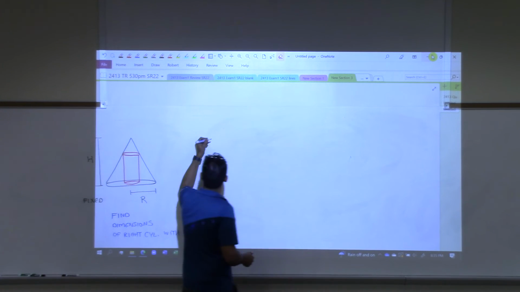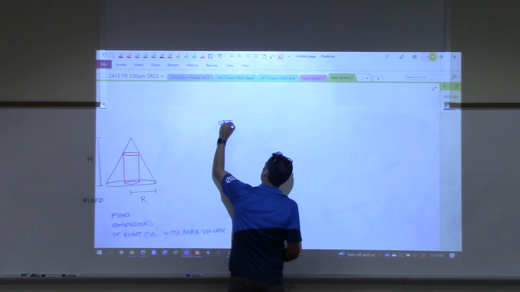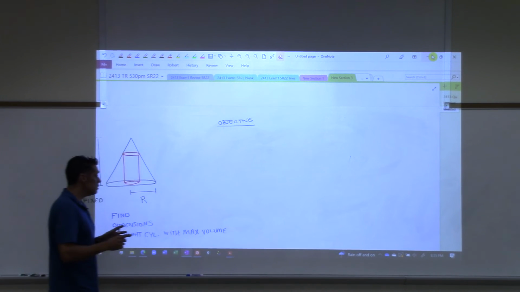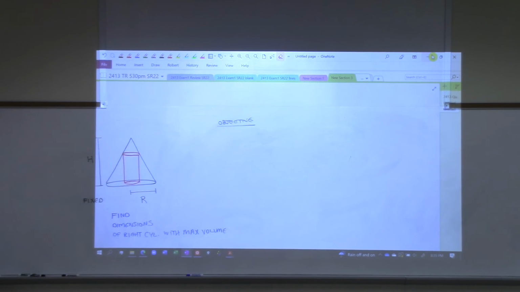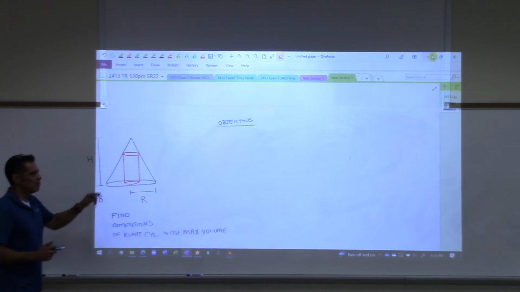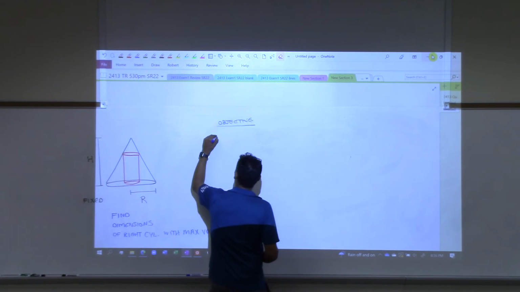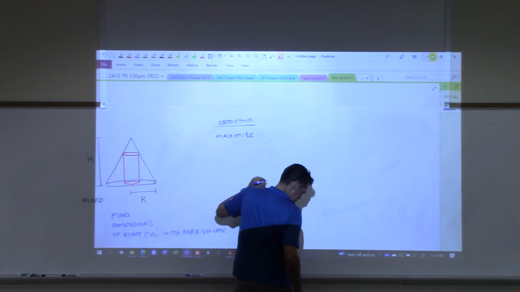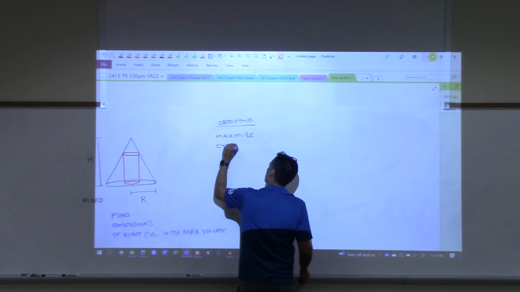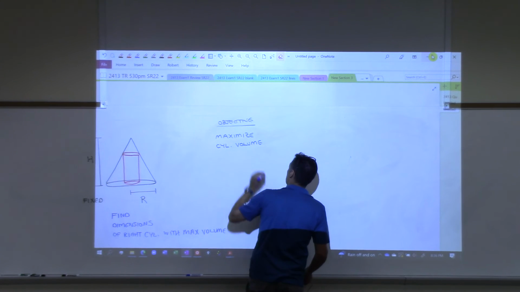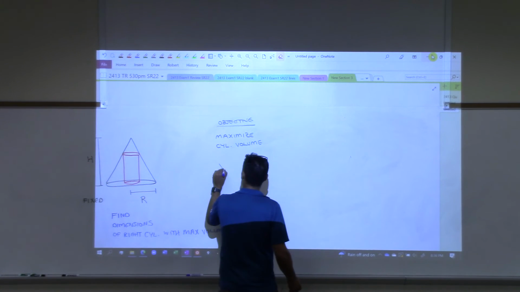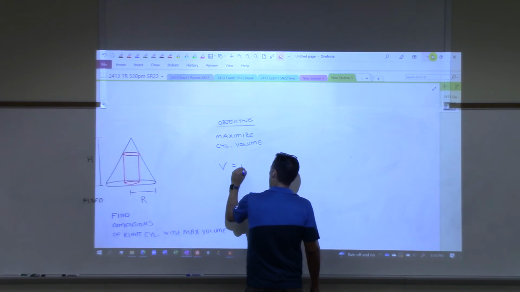So what's the objective? What are we trying to do? Maximum what? Volume of the cylinder. Right? You said cone. Right? The objective is to maximize the cylinder's volume. Okay, well, then we're going to need the formula for the volume of a cylinder, aren't we? Yeah. So the volume of a cylinder isn't it pi r squared h?